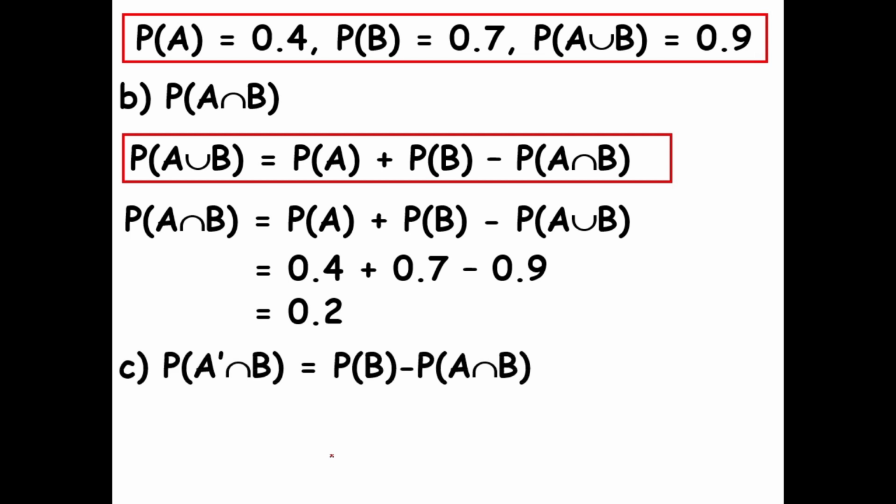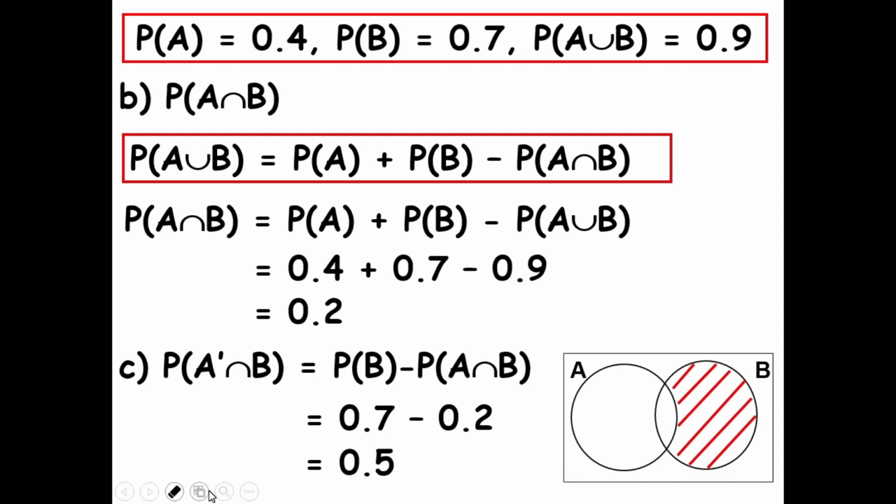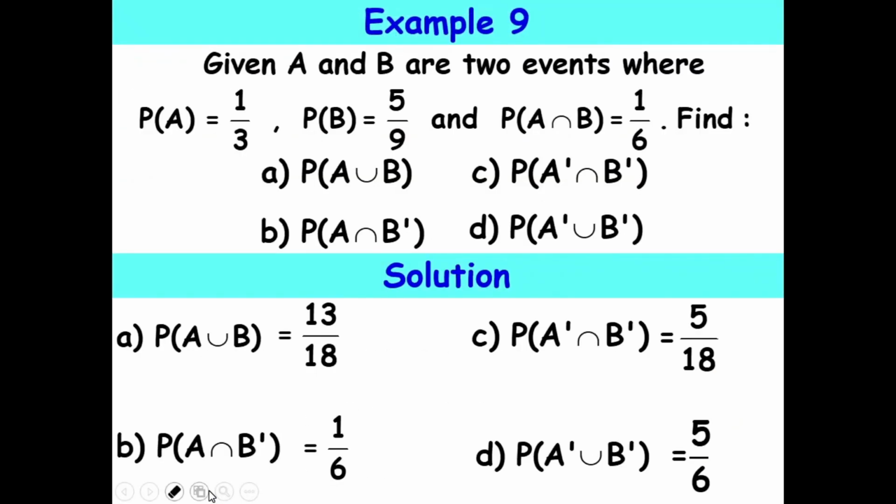Part C. Find the probability of A prime intersect B. From the Venn diagram, P(A prime intersect B) is equal to P(B) minus P(A intersect B). Therefore, 0.7 minus 0.2, we get 0.5. Here is an example for you to try and practice.